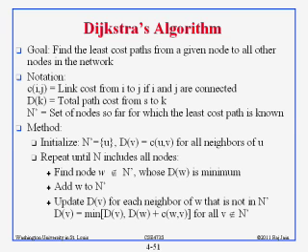N prime is the set of nodes for which the least cost path is known. So if we have 60 people, I may not know the least cost path to all 60, I may know only 5 or 3 or 7. Those are in N prime. So in the beginning, N prime is just me.